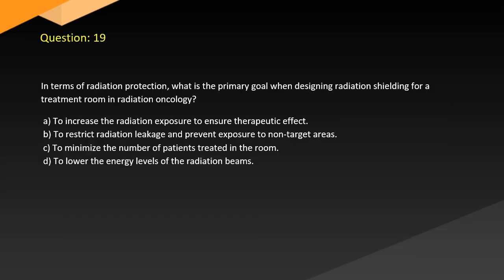Question 19. In terms of radiation protection, what is the primary goal when designing radiation shielding for a treatment room in radiation oncology? A. To increase the radiation exposure to ensure therapeutic effect. B. To restrict radiation leakage and prevent exposure to non-target areas. C. To minimize the number of patients treated in the room. D. To lower the energy levels of the radiation beams.